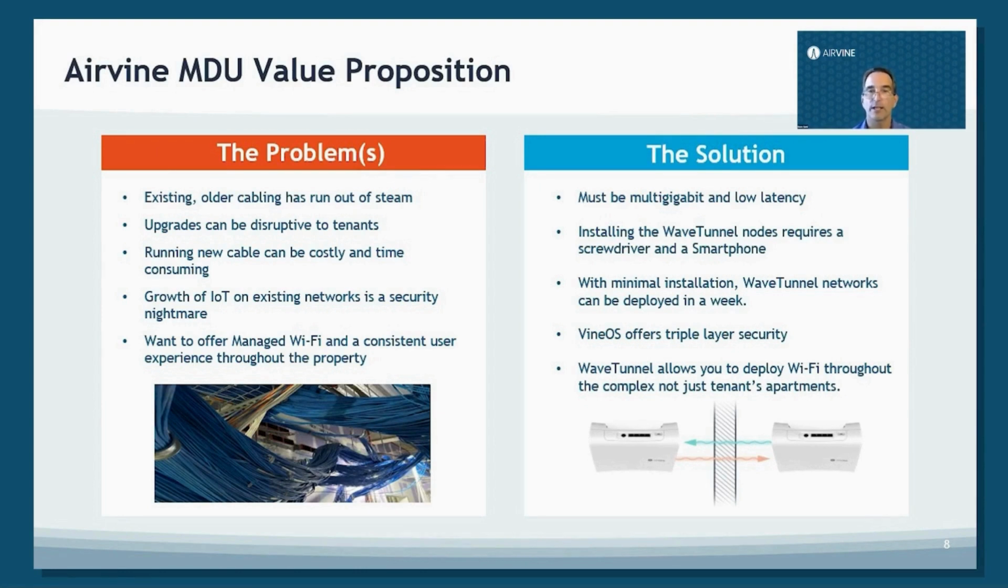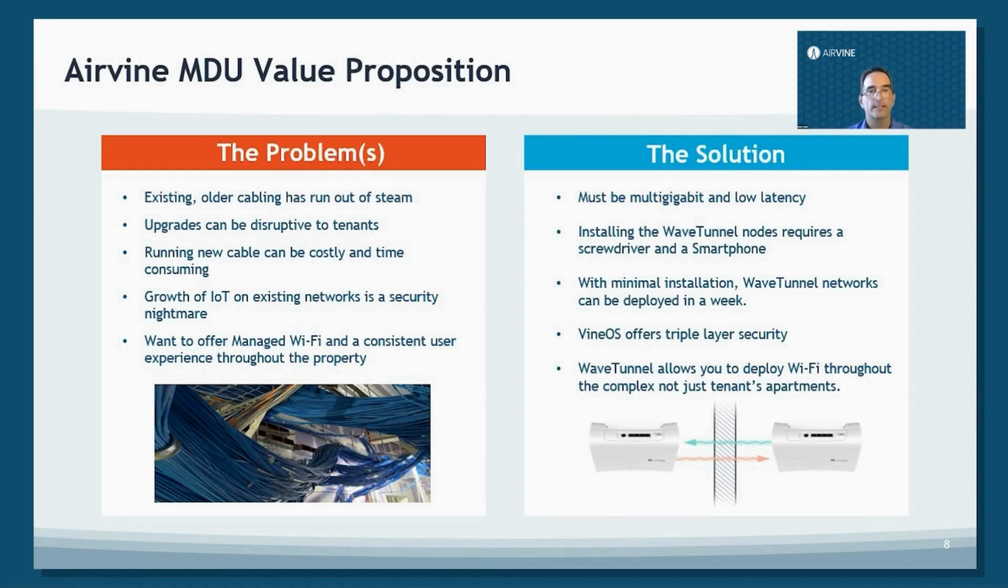With the minimal installation, the same team that puts in the WaveTunnel can put in the access points, can put in the cameras. And so instead of doing these things in phases, everything can be done at once in days, not weeks or months. The problem is the growth of IoT on existing networks: HVAC control, door controls, locks.